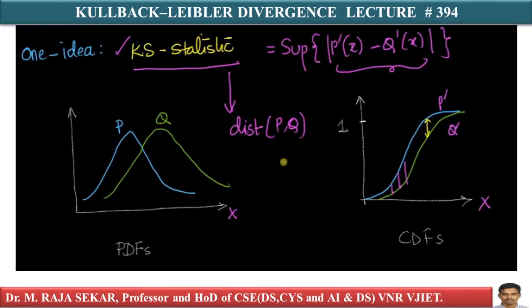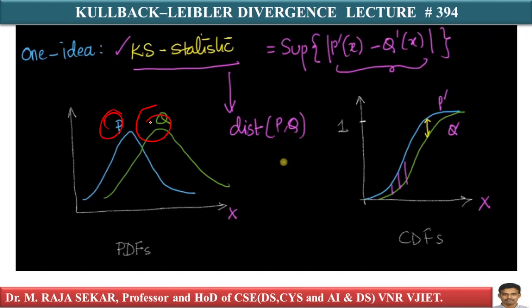What is this KS statistic? Let's use it and see. If it works, fine. If it doesn't work, why doesn't it work? Shouldn't we understand that? Let's understand the importance of KL divergence. Imagine I have PDFs P and Q on a random variable X.